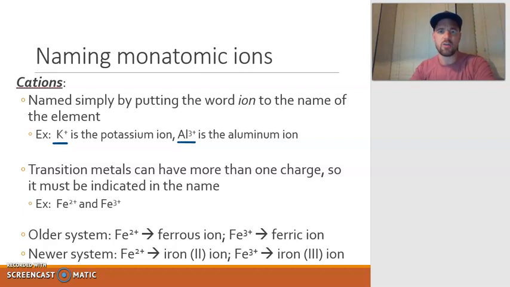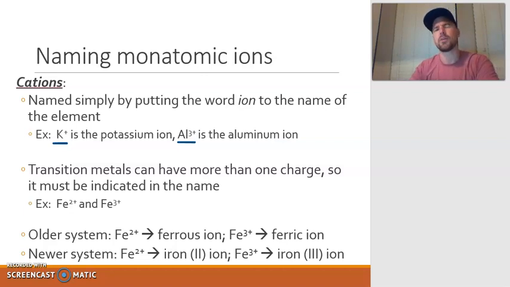You notice how I don't have to indicate the charge in the name, because we already should know what charge these elements will have. We talked about that already in previous topics. So when I say potassium ion, we should know that it's +1 because it's an alkali metal. When I say the aluminum ion, we should know that it's +3 because it's in group 3A.